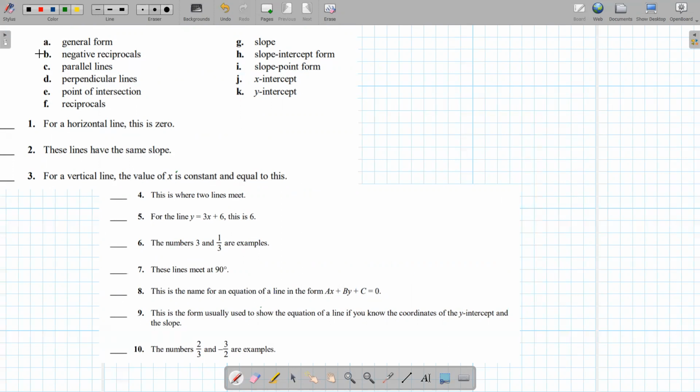A, general form. Which one of these numbers is A? General form is this 8. It needs to be in this form. Oh, okay. So A is out. And similarly, you see a 9 used to show the y-intercept and the slope. What is that called? It is called the slope-intercept form, right? Slope-intercept form.